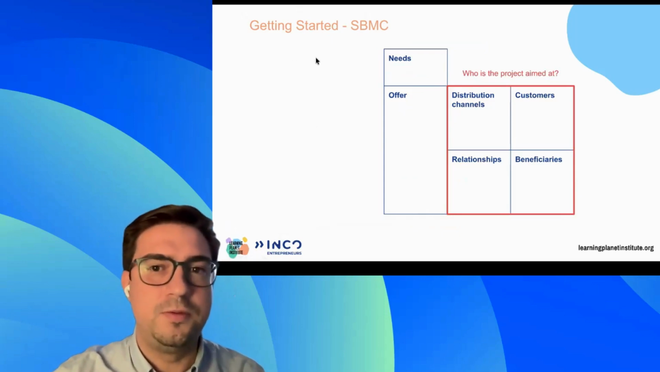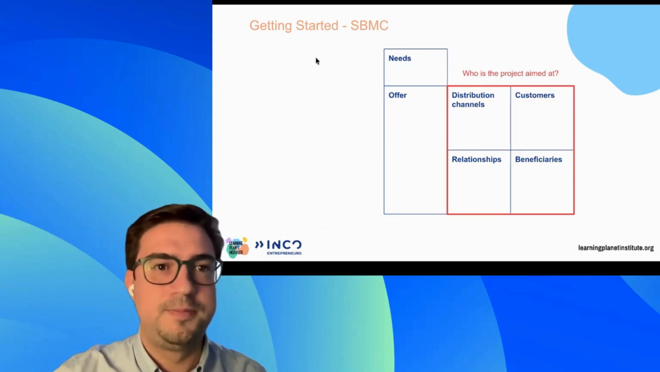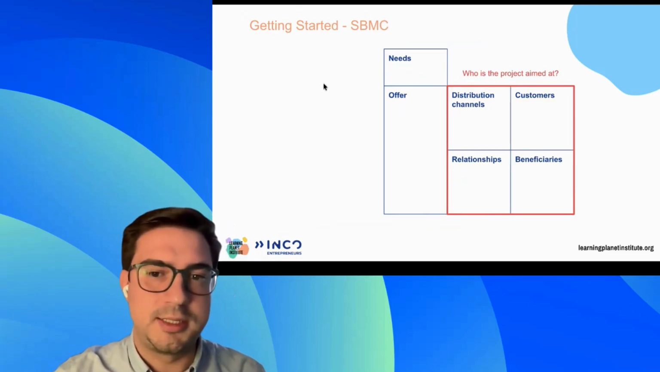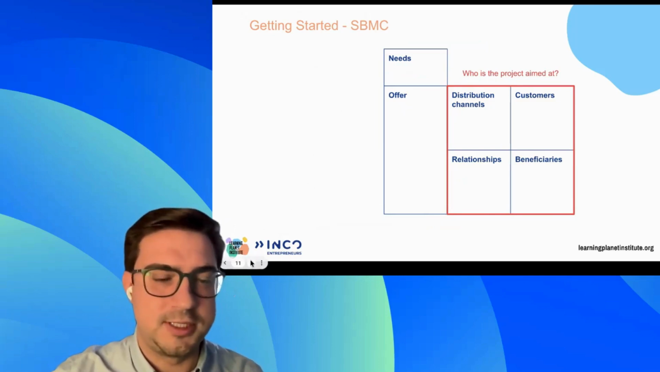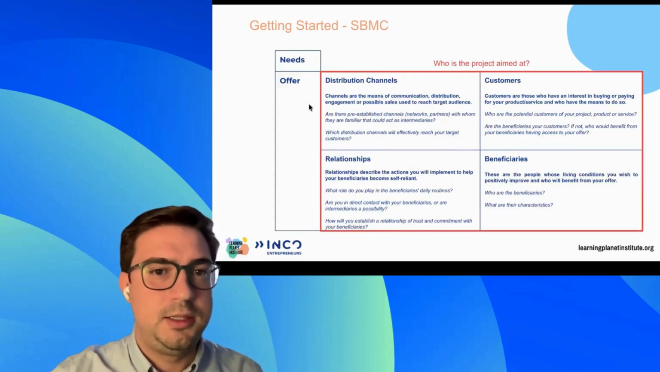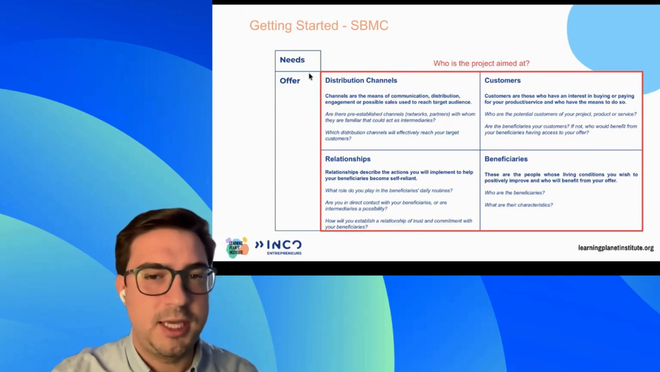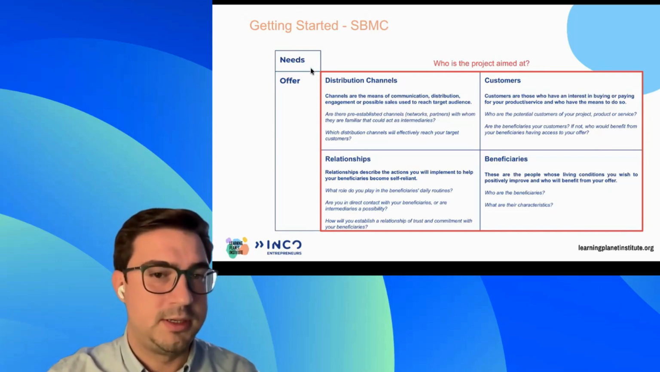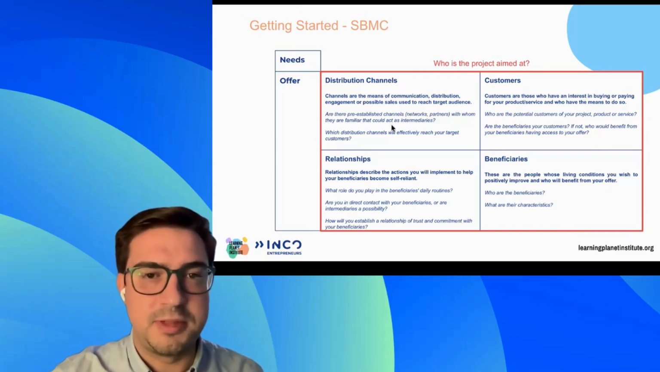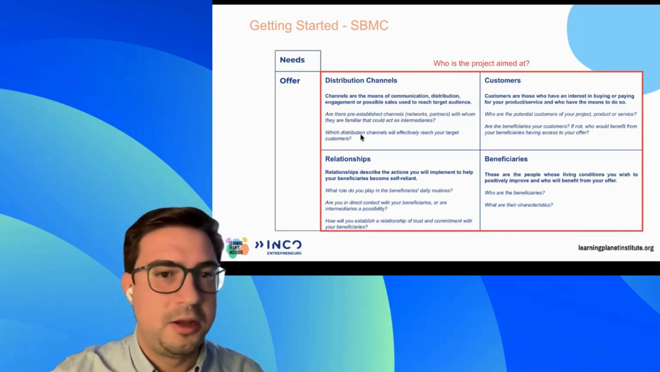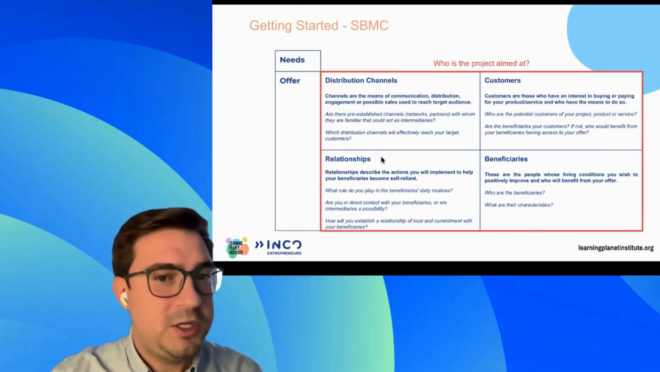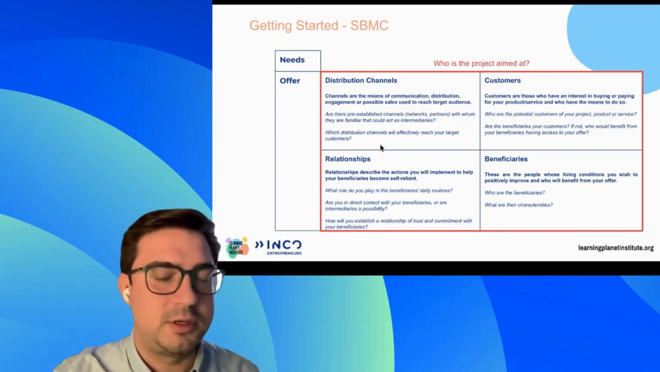Having done that, we can move to who the project is aimed at. To answer that, we need to complete 4 blocks: distribution channels, customer relationships, customers, and beneficiaries. Distribution channels are the means of communication, distribution, engagement, or possible sales used to reach the target audience. Here you can find guiding questions that will assist you in defining other pre-established channels, networks, and partners with whom you're familiar that could act as intermediaries, and which distribution channels will effectively reach your target customers.